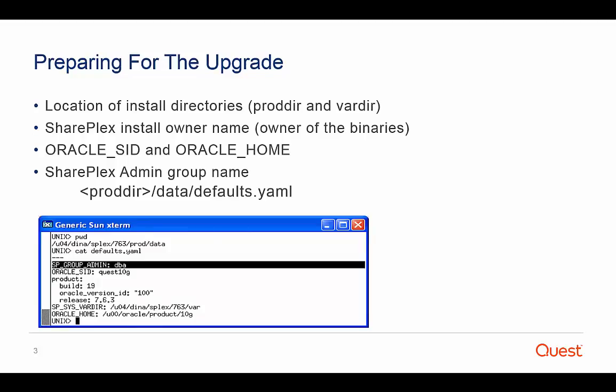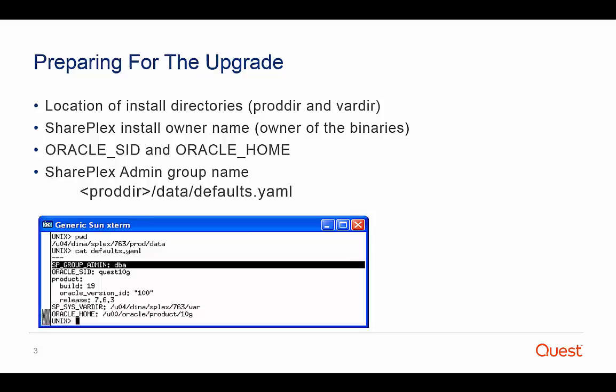Prior to starting the upgrade process, you will need the following information: location of the installation directories, the product directory, and the variable data directory, also known as prod_dir and var_dir. SharePlex installation owner. The easiest way to find the name of the owner is to look in your SharePlex product directory for the owner of the binaries.